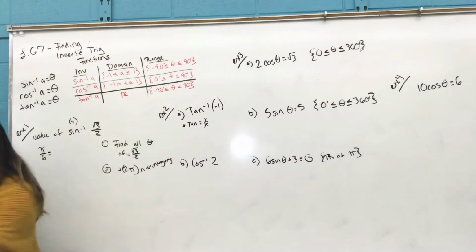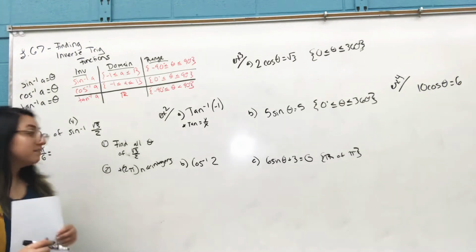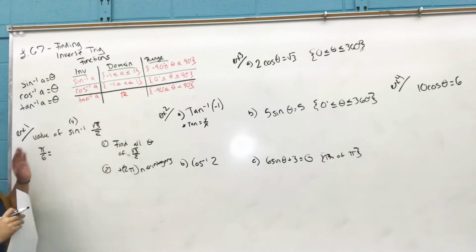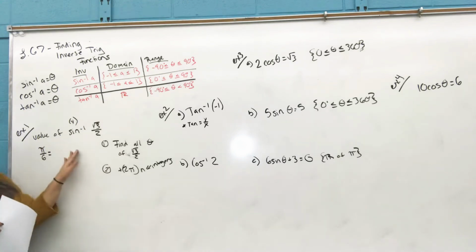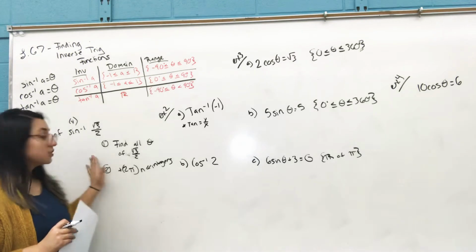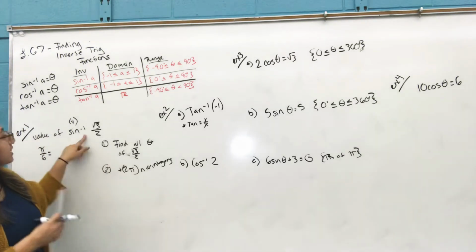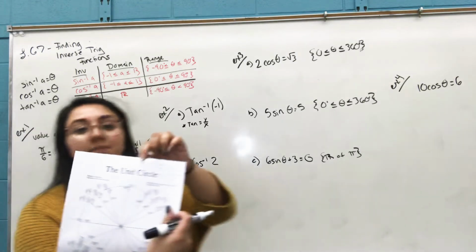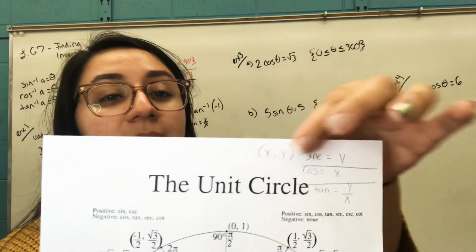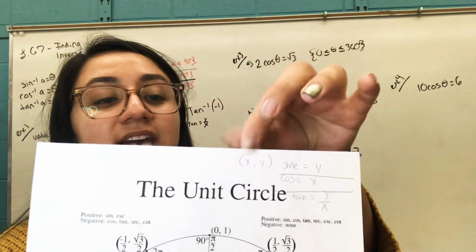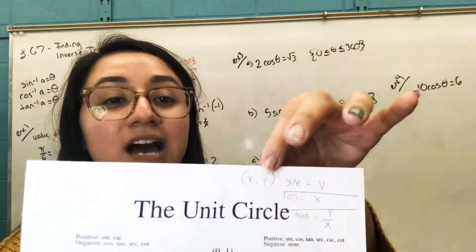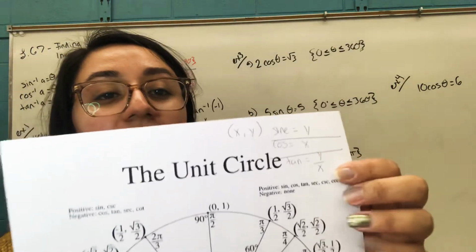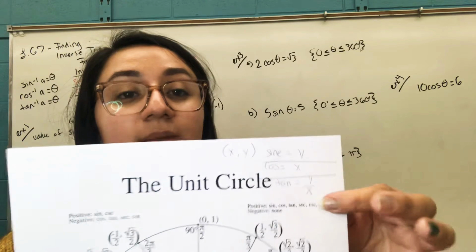Here, we're going to describe all the values of the inverse sine of radical 3 over 2. They want this all in terms of radians for now, so we're going to look for the sine. We always know that the sine is considered the y-coordinate. On the top here, you have x comma y, or cosine comma sine. Sine is your y-coordinate, cosine is your x. Tangent is y divided by x, or sine divided by cosine.